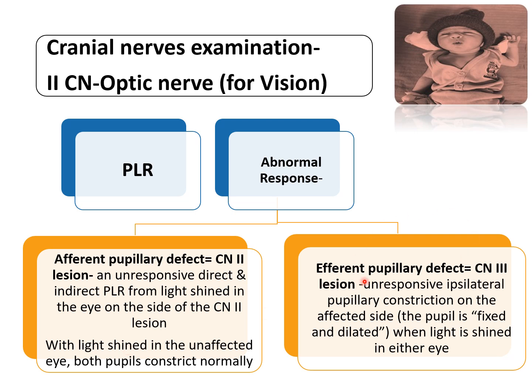When there is an efferent pupillary defect, with a lesion in the third cranial nerve, then there is unresponsive ipsilateral pupillary constriction on the affected side when the light is shined in either eye. So if the left third cranial nerve is damaged, then in the left eye there will be no direct and no indirect pupillary response. So an absent pupillary light reflex on the affected side will be present in third cranial nerve lesion.